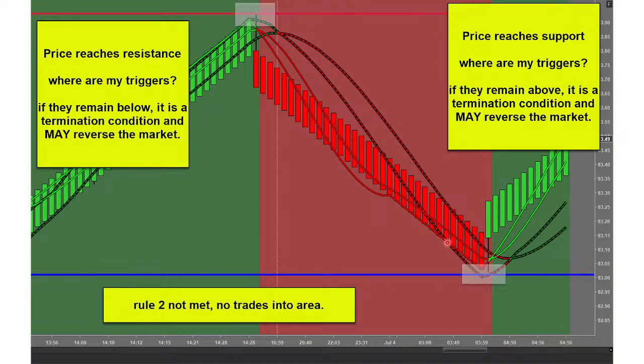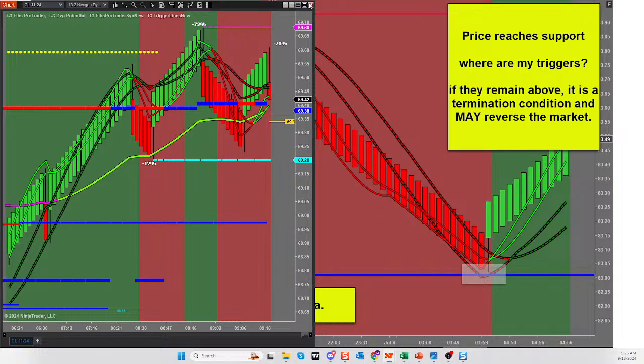Nobody orders their cheeseburger three lines deep or three cars deep in the line, right? You wait till you get to the speaker. So that blue line remains a target if you're short until it's reached. But once price gets to that area, you have to ask yourself, where are my triggers? If they remain above the area, this area may stop the market. It may create a bounce. There may be a fight. No more trades into the area. And guys, that is about the most simple approach to termination conditions that I can give you.